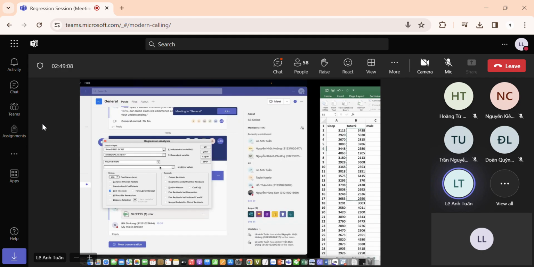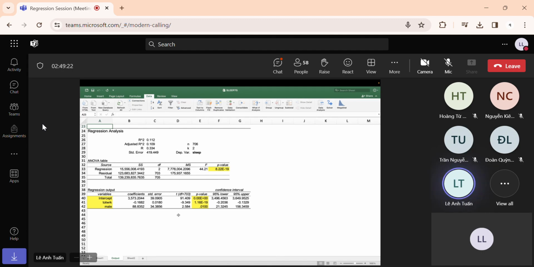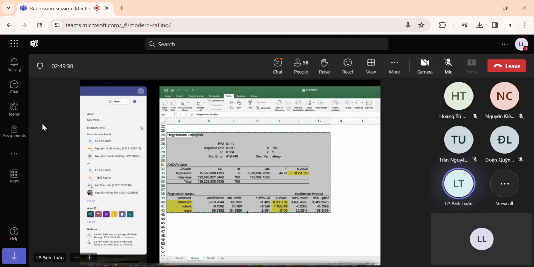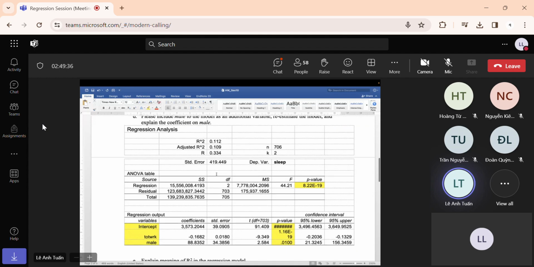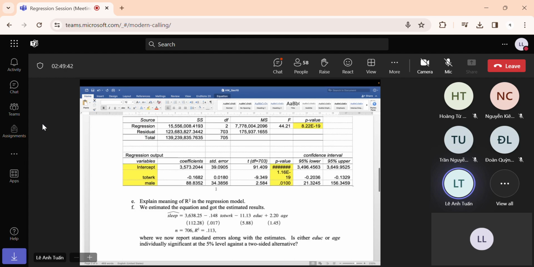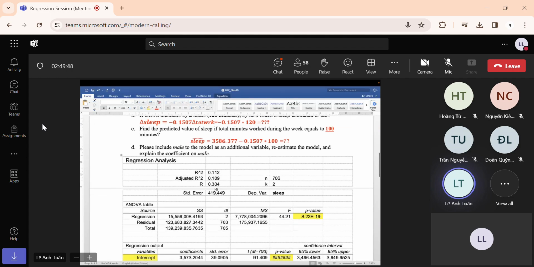Yeah, we choose this one. So we choose the independent variables, and then we include the intercept here. So this will lead to the new result. Yeah, this is the result we have. So we can copy this result to the slide here, or from the Excel here. And now they ask us to report the re-estimated model and explain the coefficient on male.